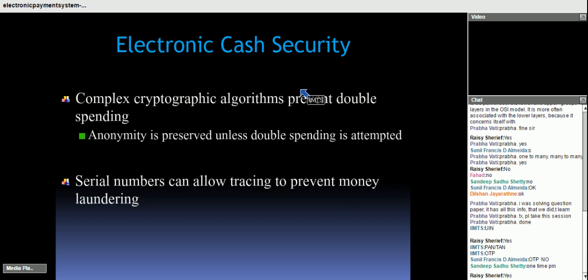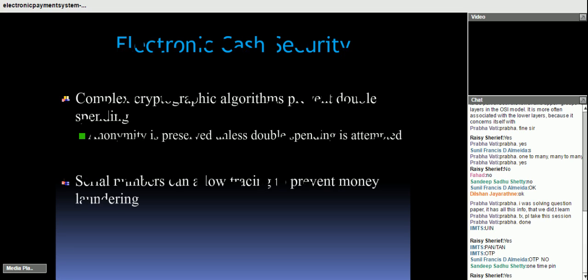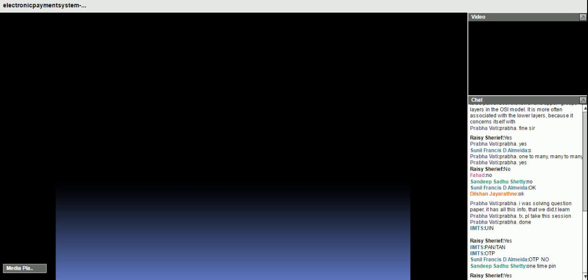Then electronic cash security. Complex cryptographic algorithms prevent double spending. Anonymity is preserved unless double spending is attempted. Serial number can allow tracing to prevent money laundering.